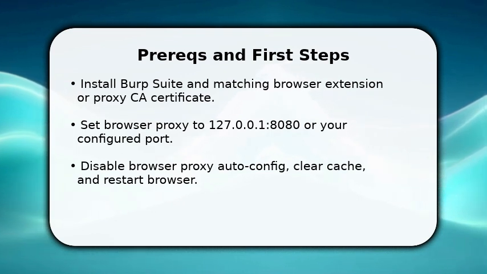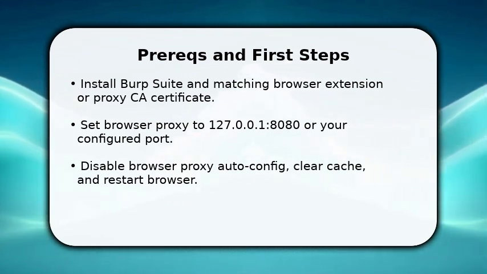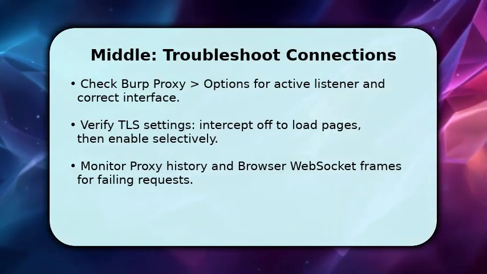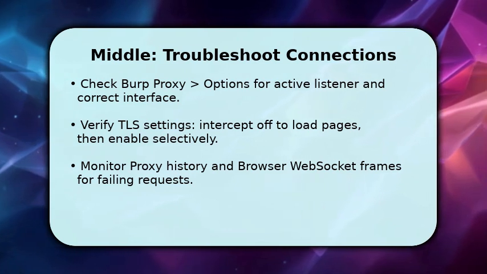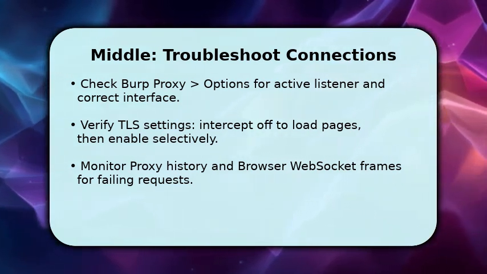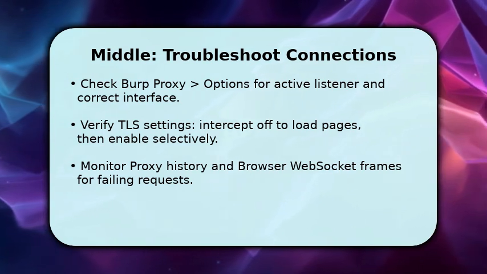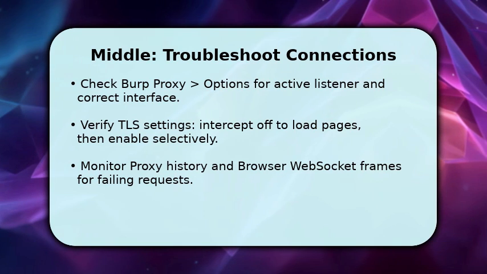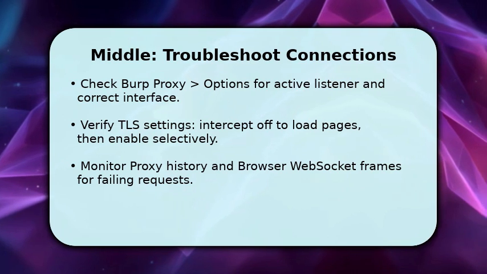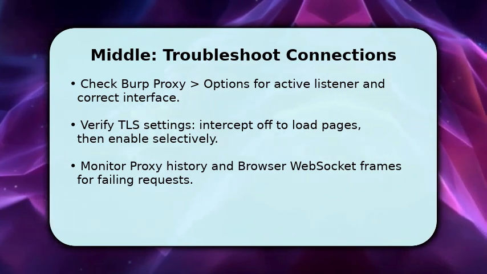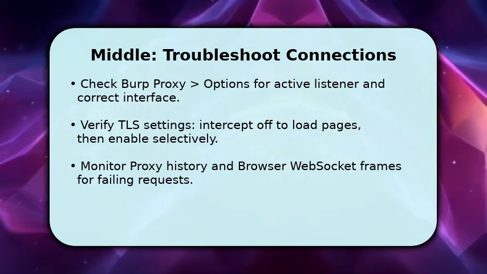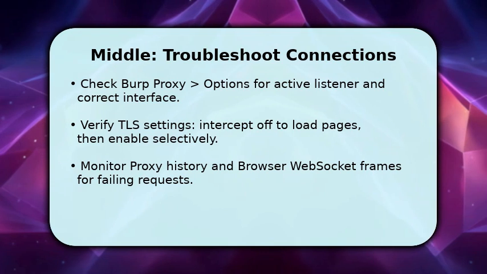Now you focus on connection details and why pages fail. Open Burp proxy options and confirm an active listener bound to the interface you expect. Change to all interfaces only if required. If TLS errors appear, temporarily disable intercept so the page loads, then re-enable to capture. Inspect the proxy history for status codes and WebSocket frames for handshake failures. Also check the browser console for mixed content or certificate errors.